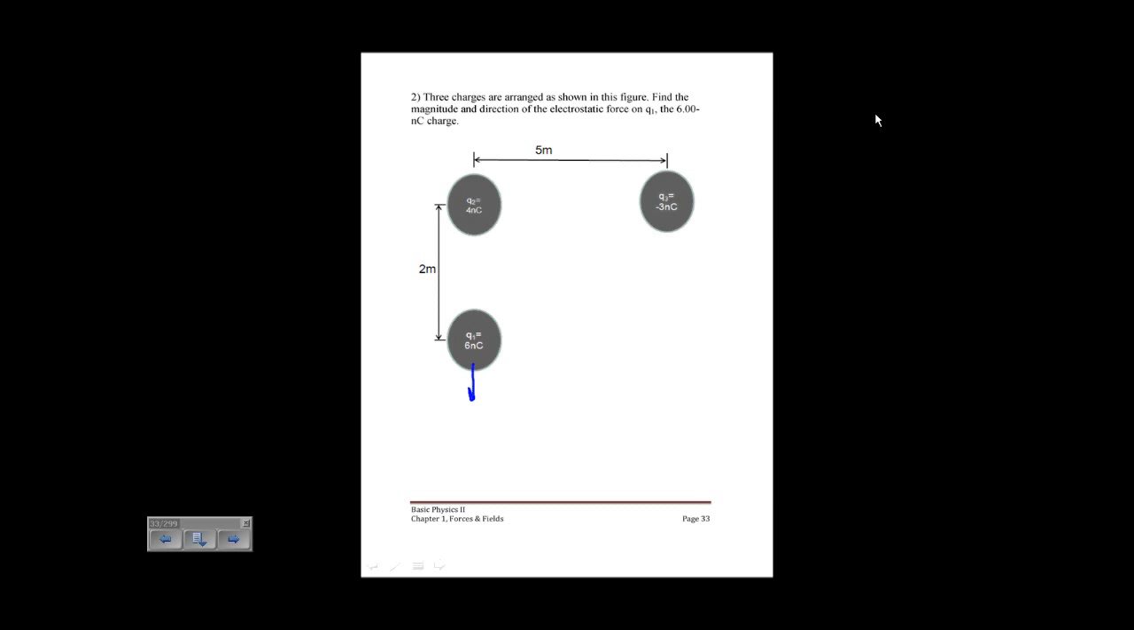We have the force due to particle 2. I'm going to call this F12. It's a repulsive force because they're both positive charges. And then we also have F13, which is this force. F13, and notice that it's attractive because this charge is negative, and opposite charges are going to attract.